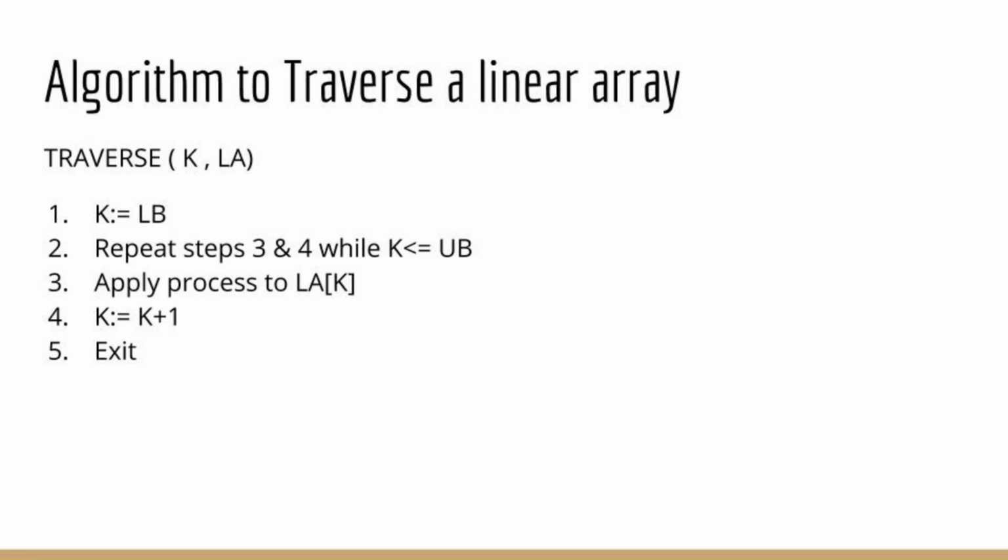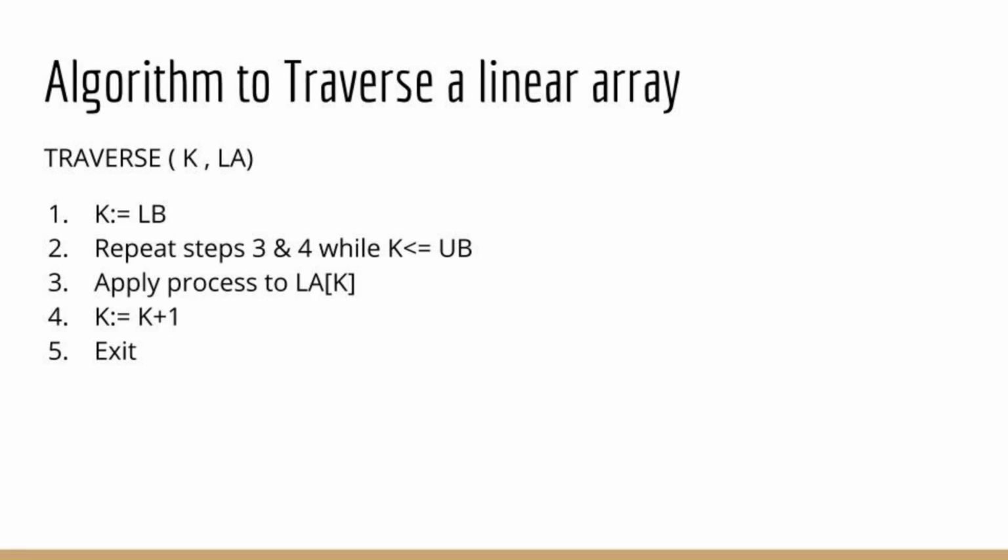Now in step 3, apply the process to LA of k, meaning the position of k is first time 0, so go to the 0th index. For step 4, then increment k for sending it to the next element. The next element will be at the first index. It goes till the last element, that is upper bound. Then the algorithm completes and the last step is step 5, exit.